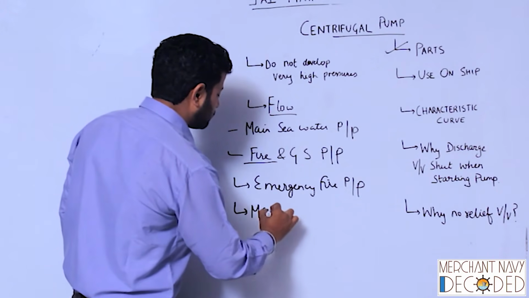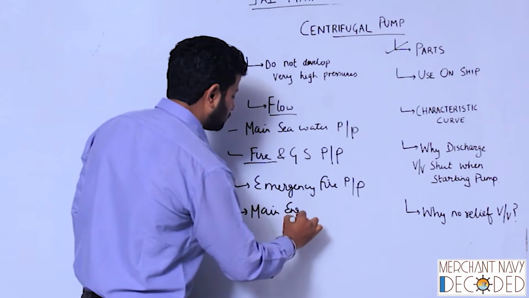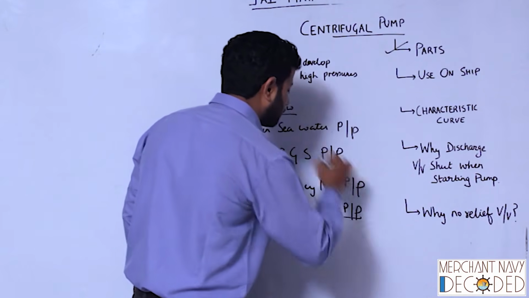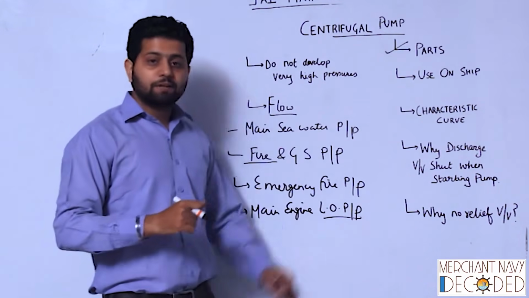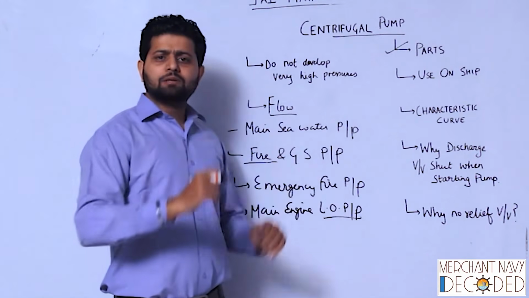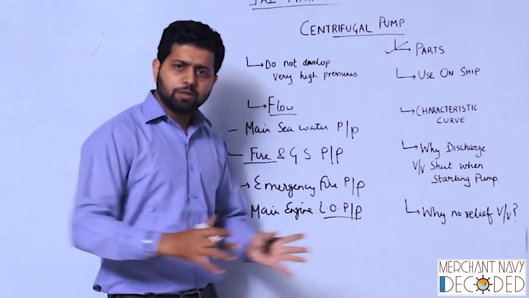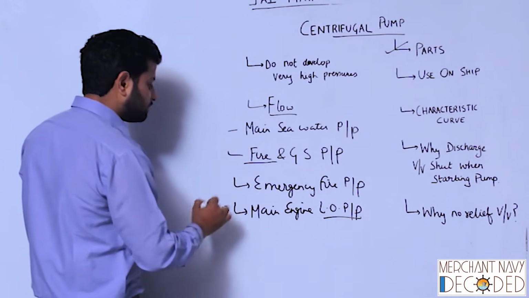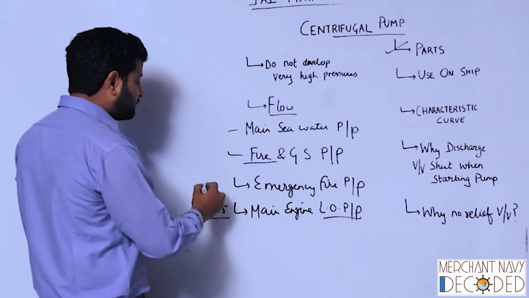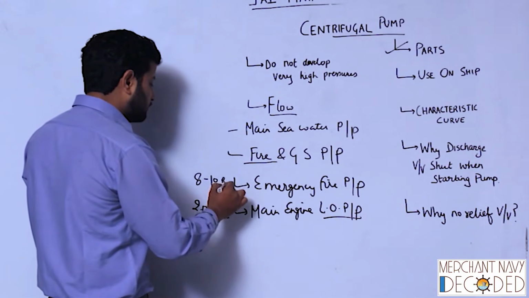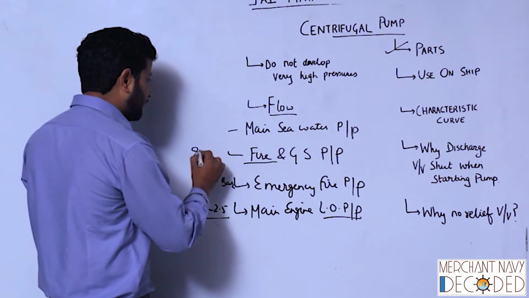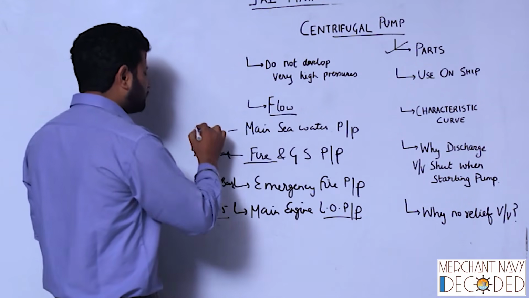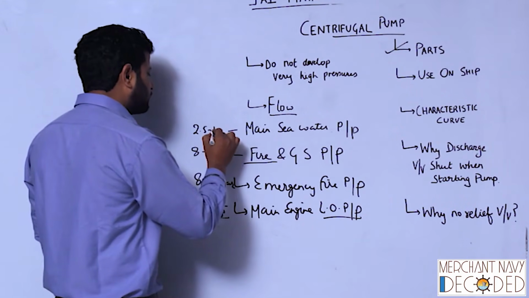Main engine lube oil pump. This is also a centrifugal pump because enough pressure is not required, flow is required. The lube oil pump develops pressure at 2 to 2.5 bar. Over here, the emergency fire pump can go up to 8 to 10 bars. The same goes for the fire and GS pump, 8 to 10 bars. In the main seawater pump, you get a lot of flow, but pressure not more than 2.5 to 3 bars.